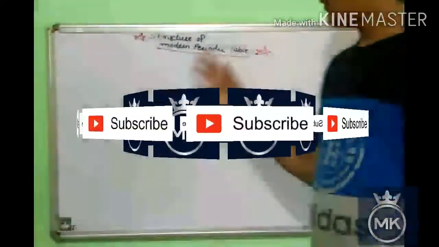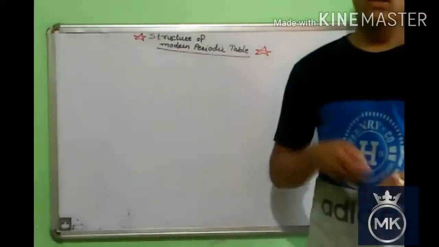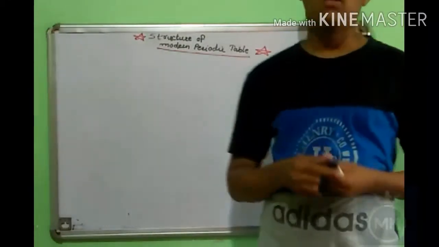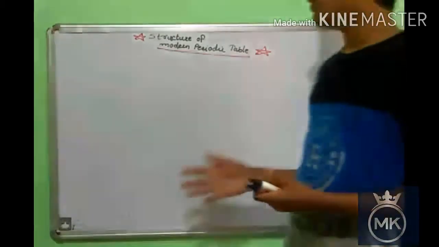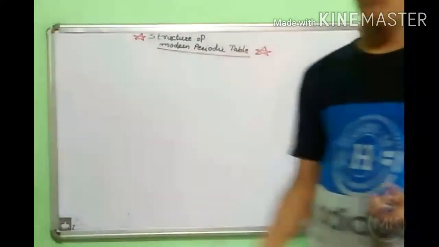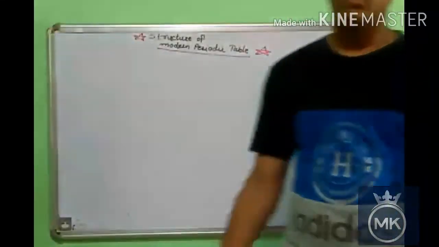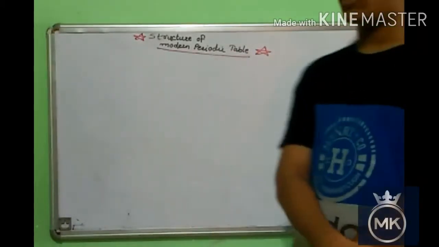Students, today we study the structure of the modern periodic table. In the modern periodic table, what does it contain, what is included, and what is it like? So we will study the structure of the modern periodic table.